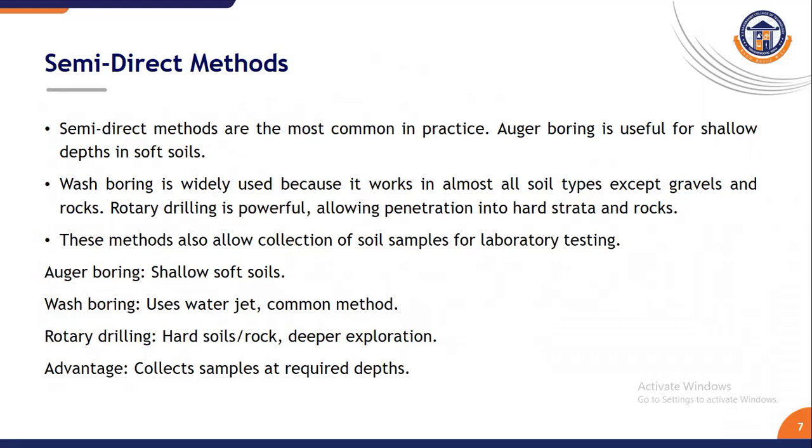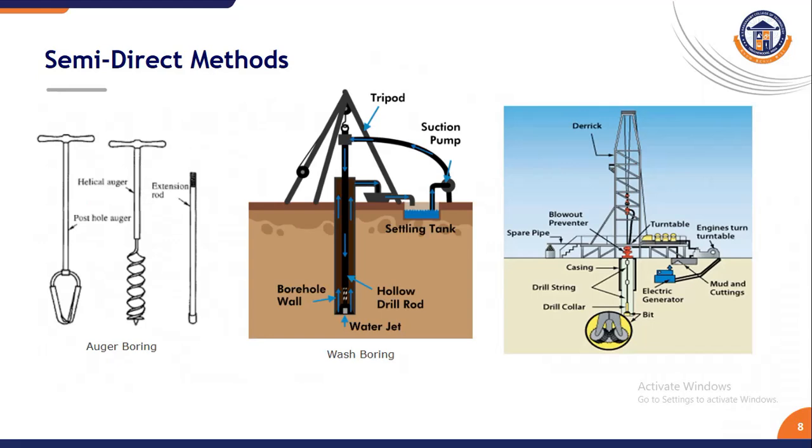The second one is the semi-direct method. These are the most common in practice. Auger boring is suitable for shallow and soft soil, and wash boring is widely used and works in most soil types. Rotary drilling is powerful enough to penetrate hard soil and rock layers. The advantage of these methods is that they allow us to collect soil samples at different depths. These are some example figures of auger boring, wash boring and rotary drilling for your reference.